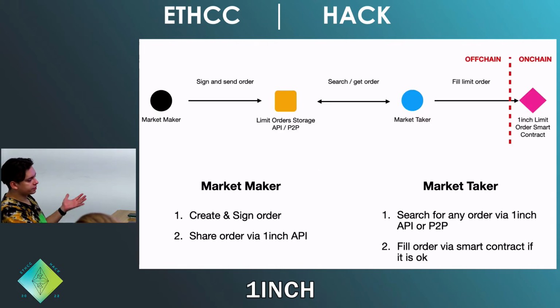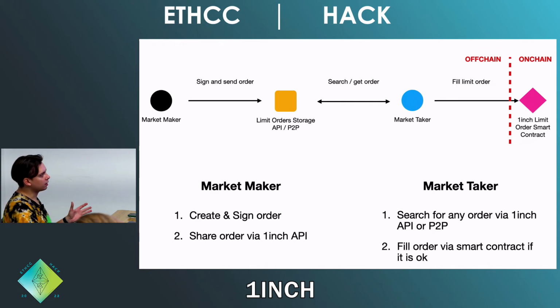Basically, how it works. There are two parties here: the market maker and the market taker. The market maker is the person who actually creates an order, wants to get something. And the market taker is the person who actually fills this order. So the market taker is always searching for some orders. Most of the action happens off-chain.